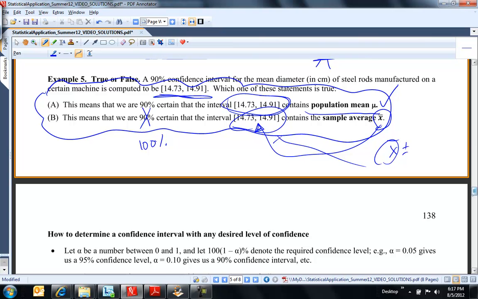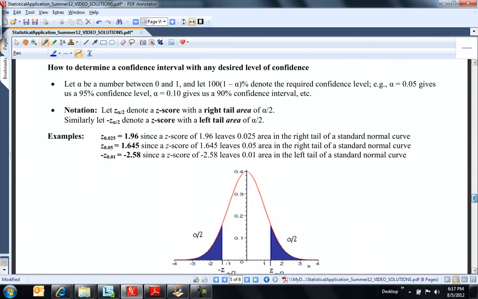So let's go down. How to determine the confidence level. Right now, you know the confidence interval will be x bar plus or minus so many standard deviations times whatever the standard deviation is. But this value depends on how much confidence you want.